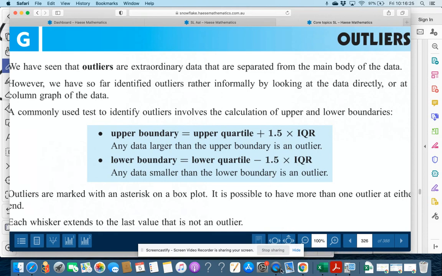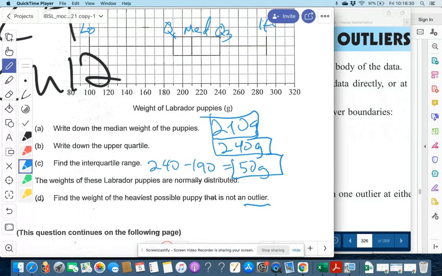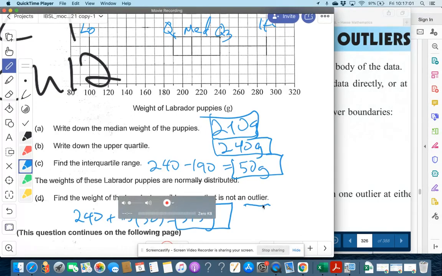So back to our calculations here, we're going to take the upper quartile, which is 240, and we're going to add 1.5 times 50. So I think that's 75 without using my calculator. So I think this is the upper boundary for outliers. And you can see that our top value was 290, so we don't really have any outliers in this case. All right, let's move along to the next question.